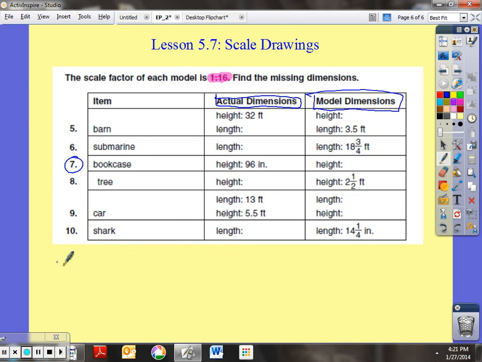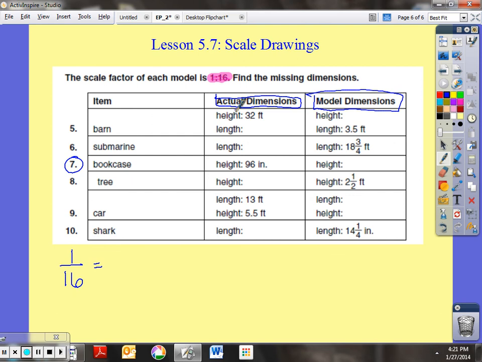What that means is for every 1 inch or 1 foot, or whatever we're using here, 1 to 16. So if it's 1 inch on the model, it's actually 16 inches in real life. If it's 1 foot on the model, it's actually 16 feet in real life. So that's the ratio I'm going to start with all these. Now I just make my proportion.